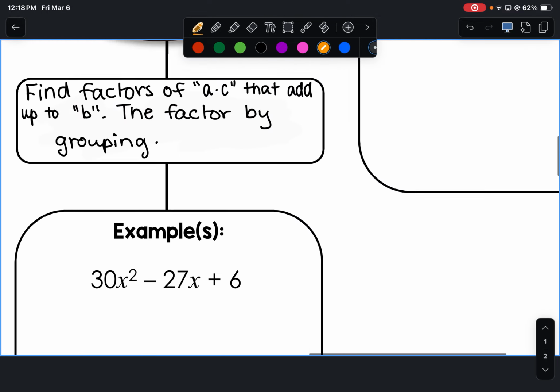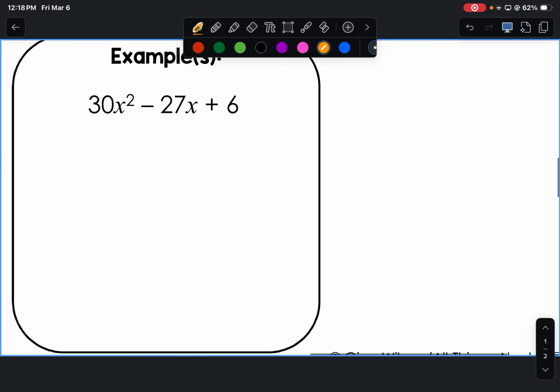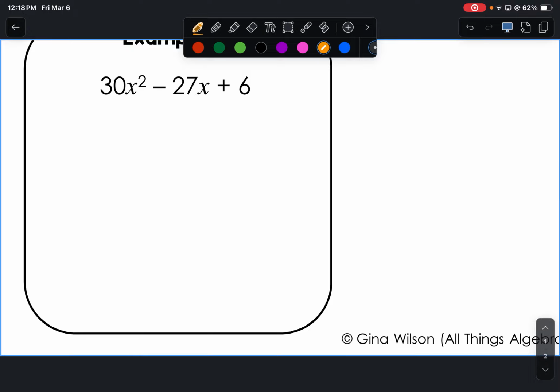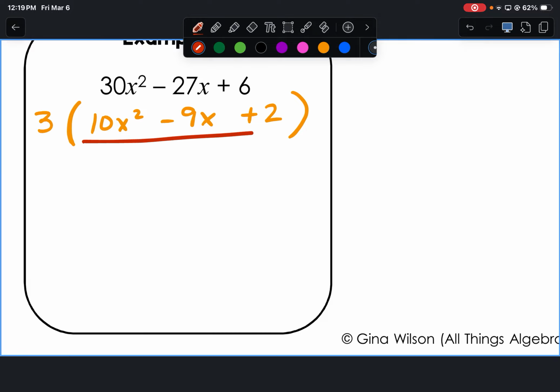When we are doing this, we start by still checking to see if there's a greatest common factor. That is step 1 always. What is the GCF of 30x squared minus 27x plus 6? 3. So we're going to take out that GCF of 3. When we take that out, what does that leave us with? 10x squared minus 9x plus 2. And that trinomial is what we are going to factor.